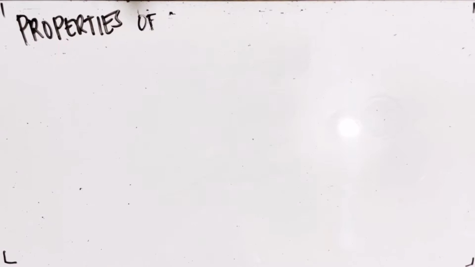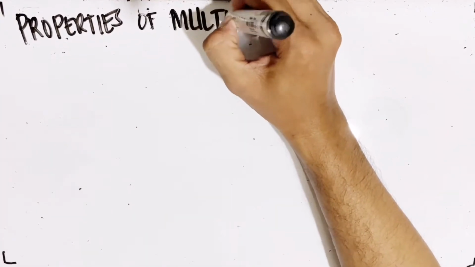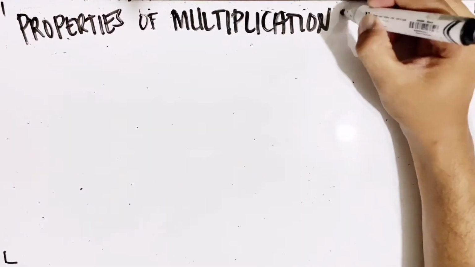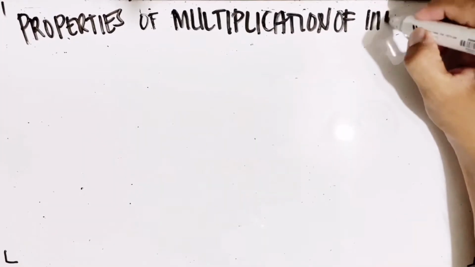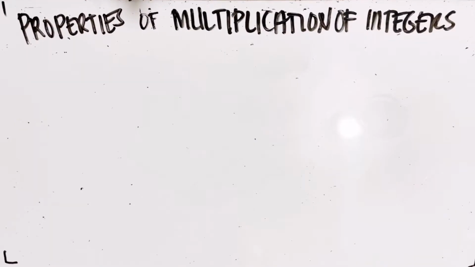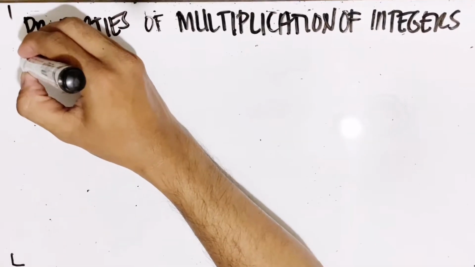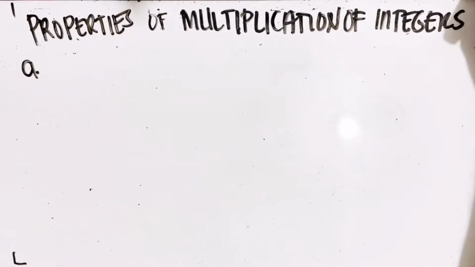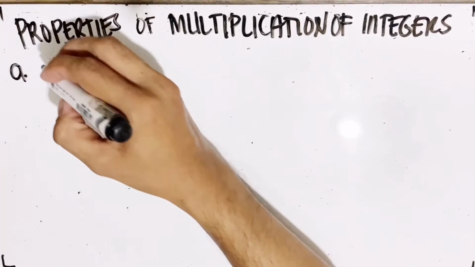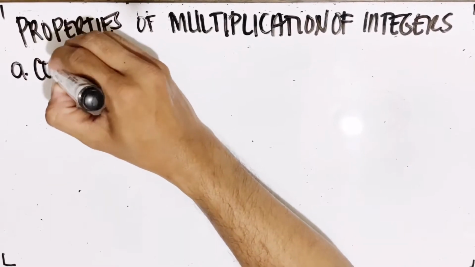Now, let's proceed to the properties of multiplication of integers. The first property that we will be talking about is the commutative property of multiplication.